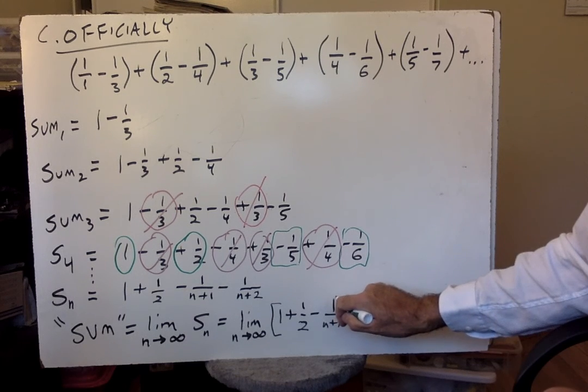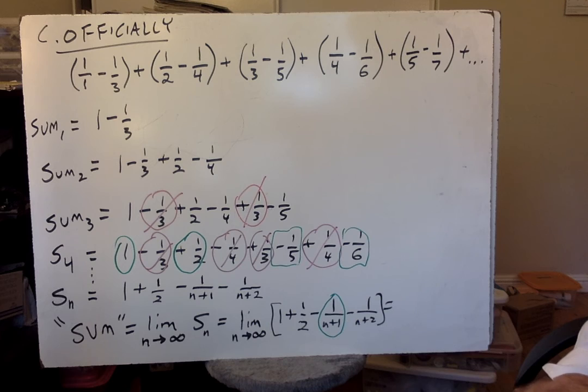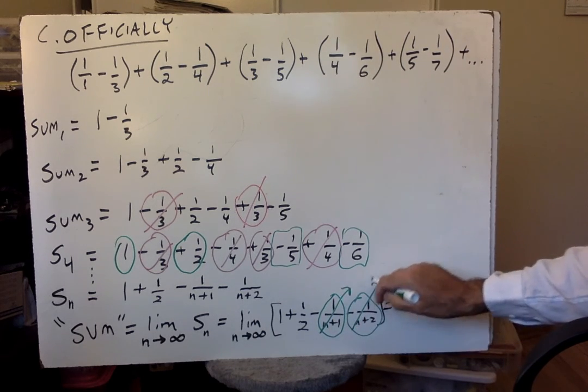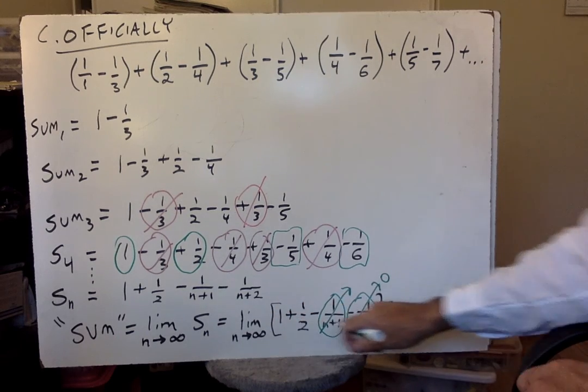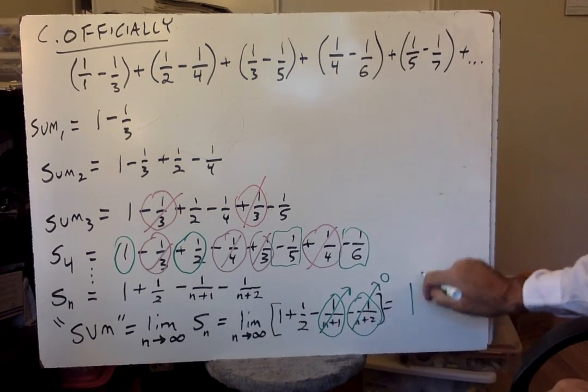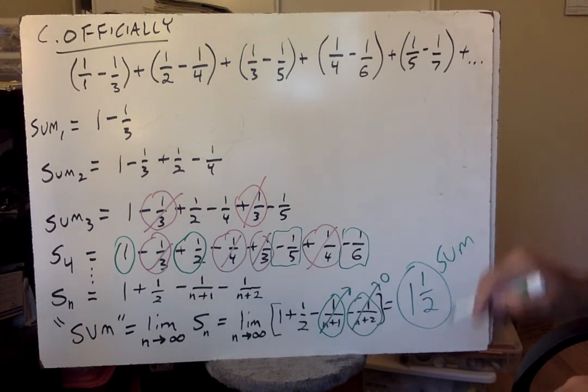Pause the video and ask yourself, what's the limit of that as n gets bigger and bigger? It's 0. Likewise, the limit of this is 0. So when you actually do this limit as if you're in the first few weeks of Calculus AB, you get 1.5.